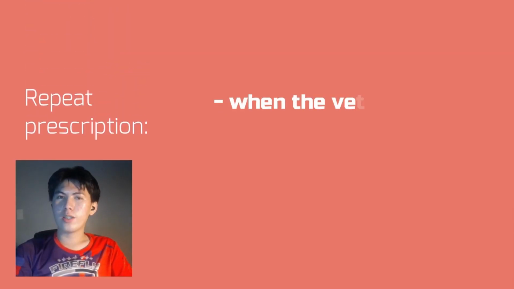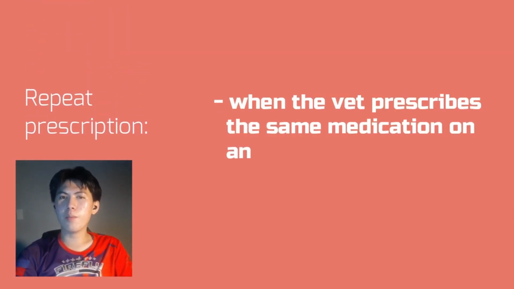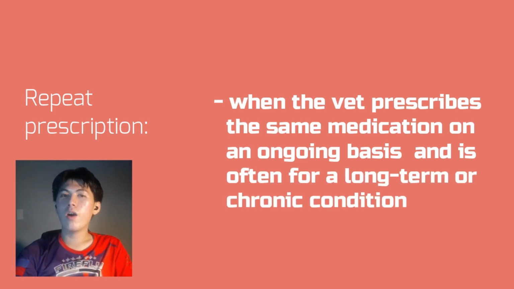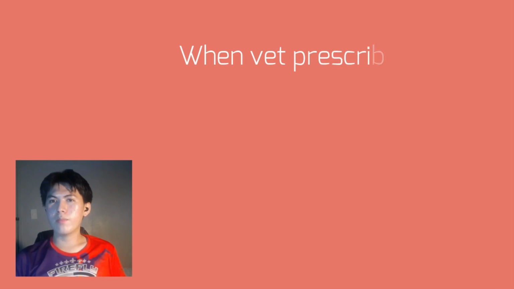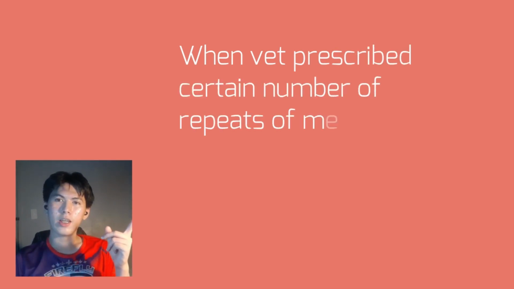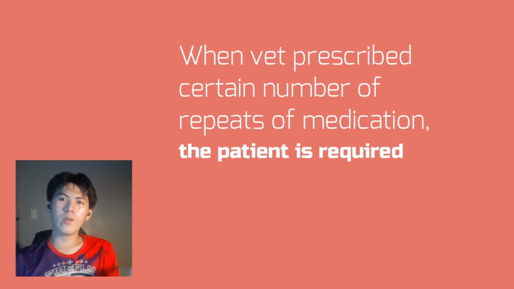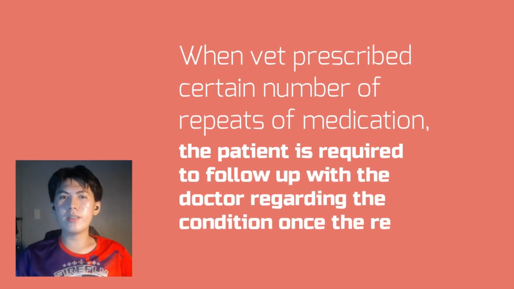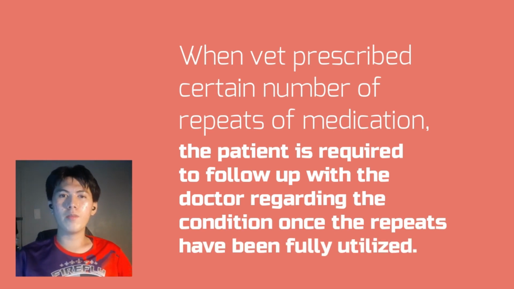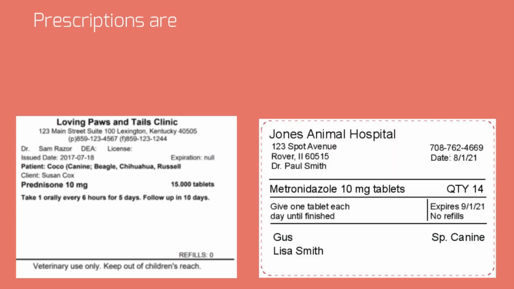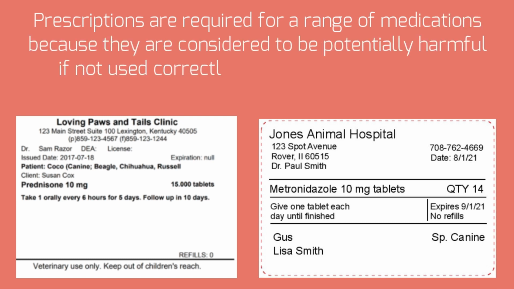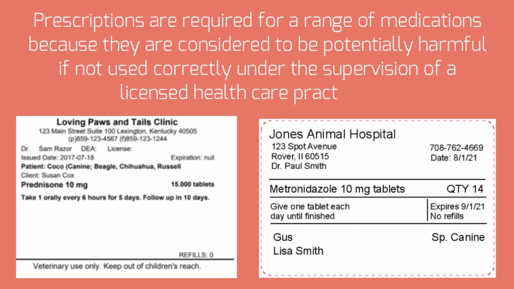A repeat prescription is when your doctor prescribes you the same medication on an ongoing basis and is often for a long-term or chronic condition. A doctor will prescribe a certain number of repeats for a medication, and the patient is then only required to follow up with the doctor regarding the condition once the repeats have been fully utilized or have all been dispensed by a pharmacist. Prescriptions are required for a range of medications because they are considered to be potentially harmful if not used correctly, under the supervision of a licensed healthcare practitioner.